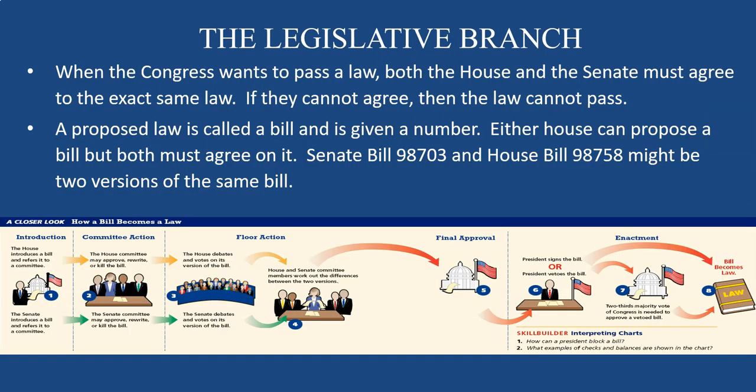The legislative branch now. When the Congress wants to pass a law, both the House and the Senate must agree to the exact same law. If they cannot agree, the law cannot pass. A proposed law is called a bill and is given a number. Either house can propose a bill, but both must agree on it. For example, Senate Bill 98-703 and House Bill 98-758 might be two versions of the same bill. But at the end of the day, both houses must come to an agreement, and they must decide on which version they want to approve.